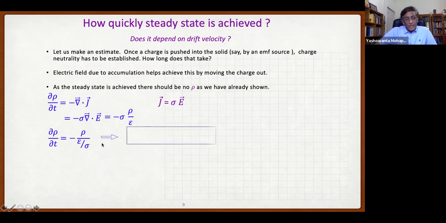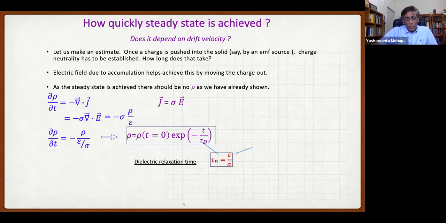Hence I can write down the solution, assuming that rho at t equal to 0 was some rho naught. This is a first order equation, and of course there's a minus sign, so it will exponentially decay, and the decay constant is epsilon by sigma. I put a d as a subscript because this time constant is known as the dielectric relaxation time. So that is epsilon by sigma, the dielectric relaxation time. This is an important quantity.